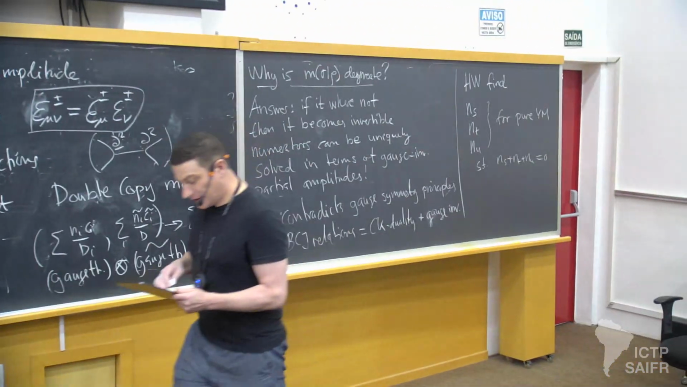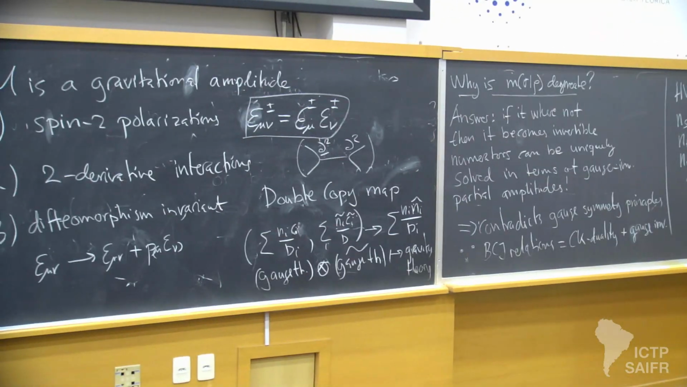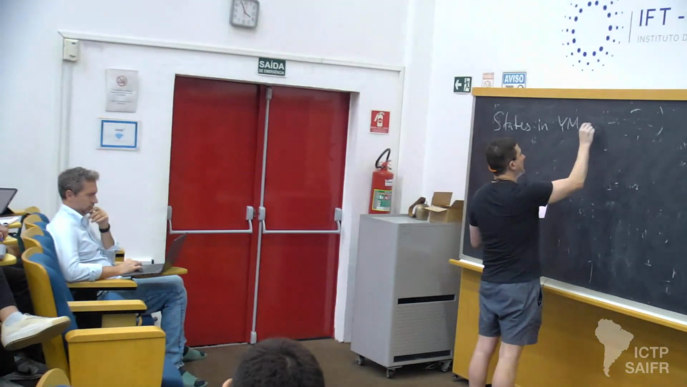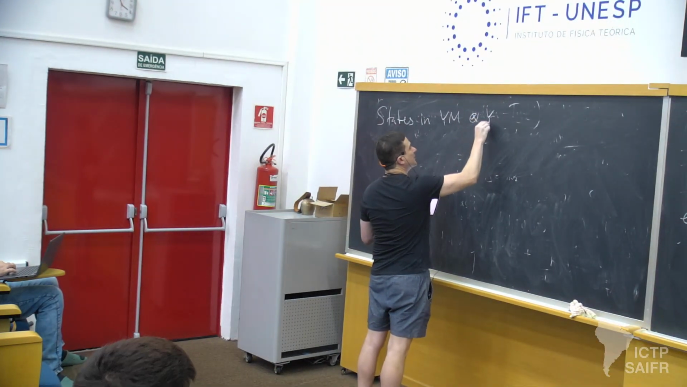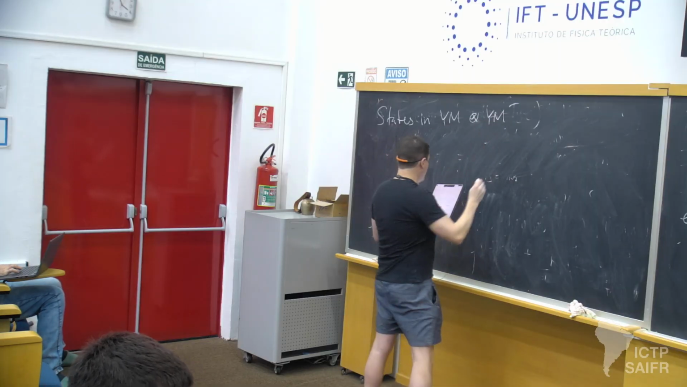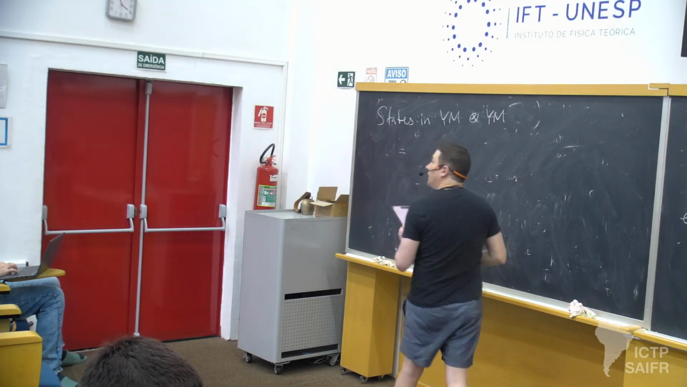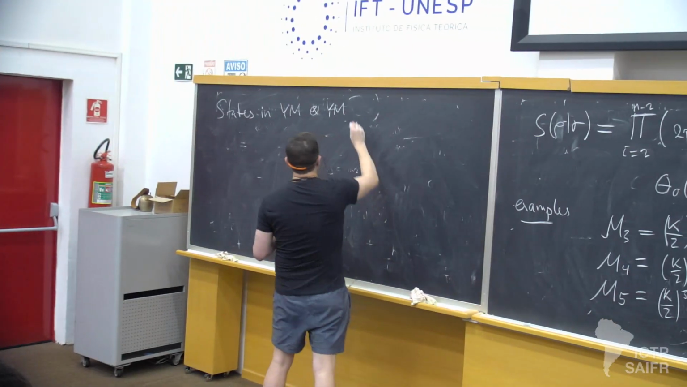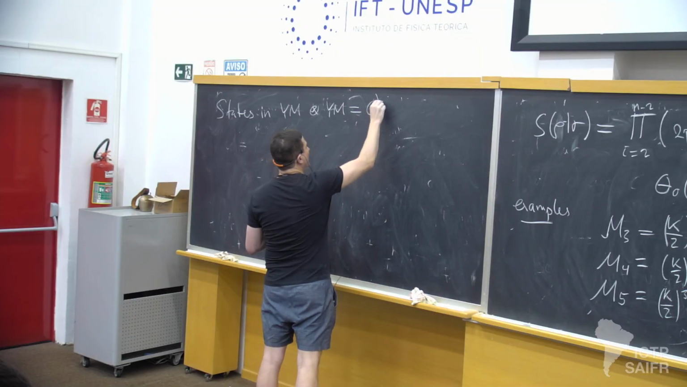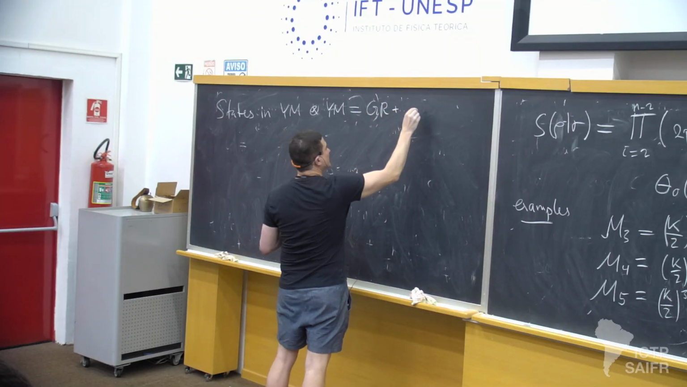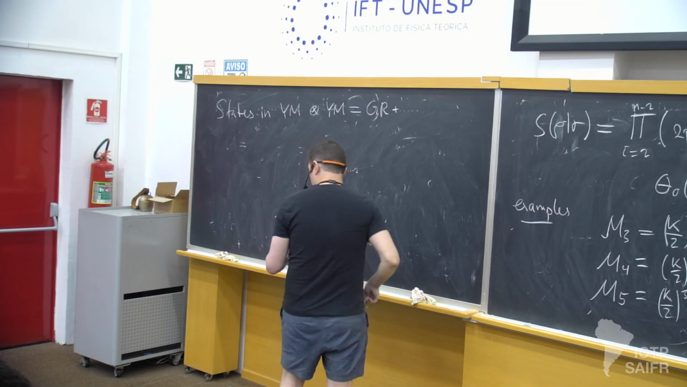Okay, good. Okay, so now I want to talk about the states. So what are the states in the double copy? Let's say now we're going to be specific. So let's talk about the specific theory. Yang-Mills times Yang-Mills. And what I mean is pure Yang-Mills. So we know that this should be GR, but there might be some plus, dot, dot, dot.